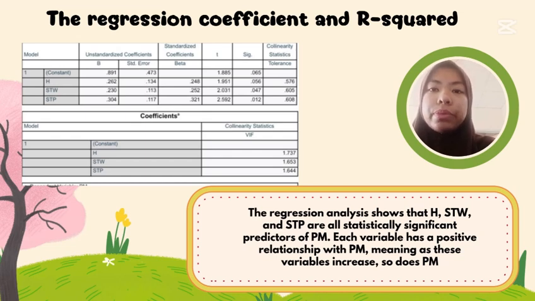Looking at the B column, we observe that all the coefficients are positive. This indicates a positive relationship between each independent variable and PM. In other words, as H, STW, and STP increase, we expect PM to also increase, holding other variables constant.